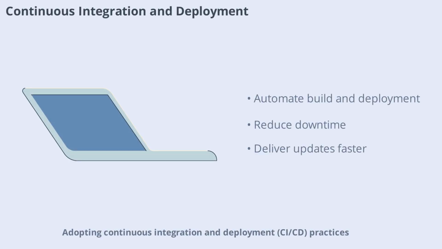Adopting continuous integration and deployment (CI/CD) practices streamlines the process of updating your API. Automated pipelines can build, test, and deploy new versions quickly and reliably. This reduces downtime, minimizes errors, and allows you to deliver improvements to users faster. CI/CD is a key component of modern API development workflows.